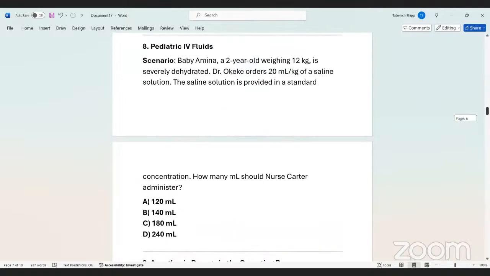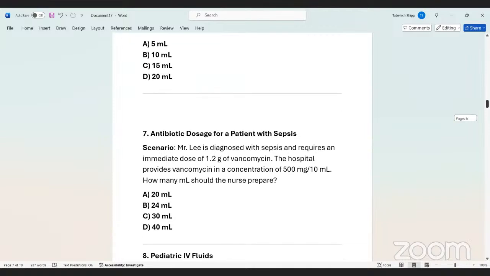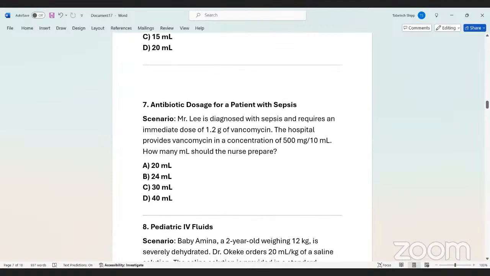Let me go up here to number 7, y'all, because look, this is a conversion problem.